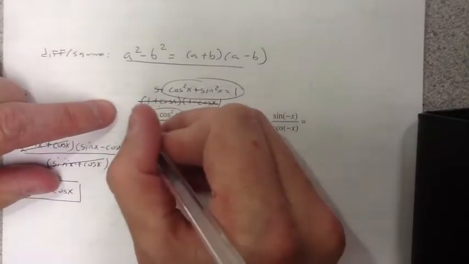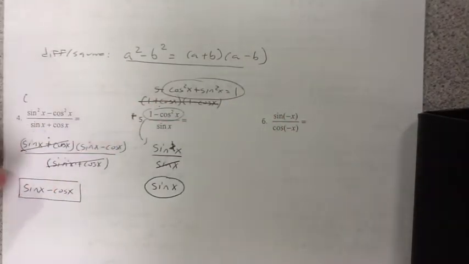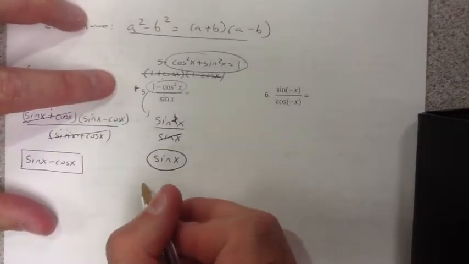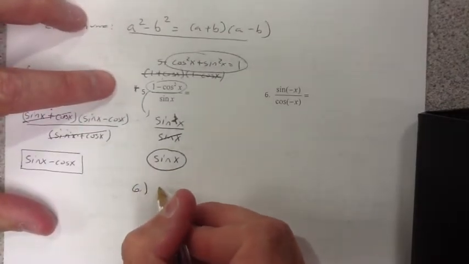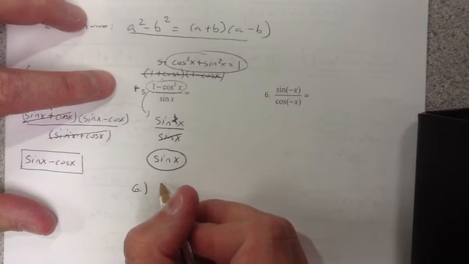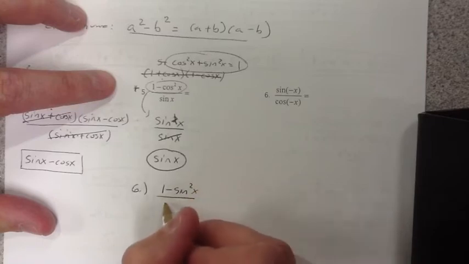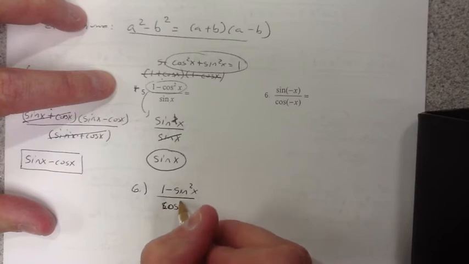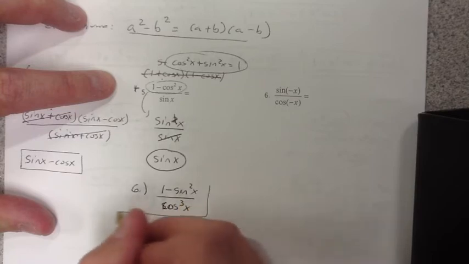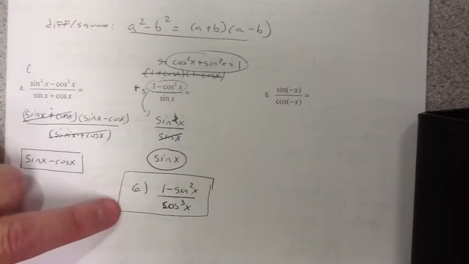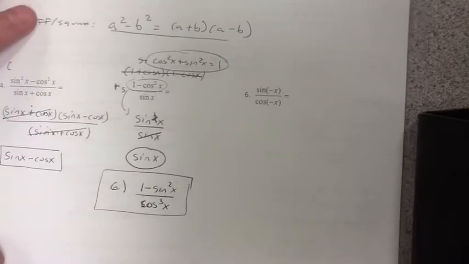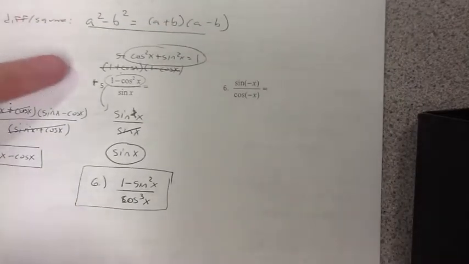This is a hard one. You may want to practice this one a couple of times. Heck, if you want to, try this one and bring it in class on Thursday or whenever we see you. Try 1 minus the sine squared of x over, let's try this one, cosine cubed of x. Try this one right here. Same idea. See if you can try that one. Bring it in and we'll see how we do.